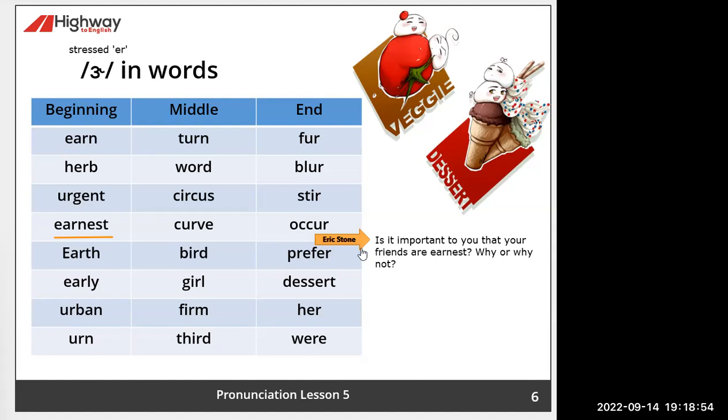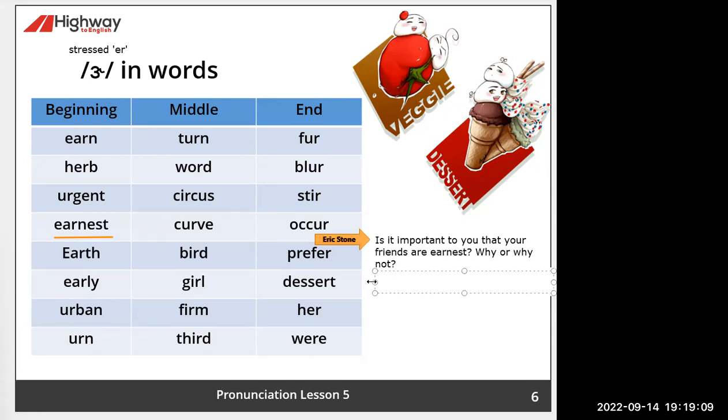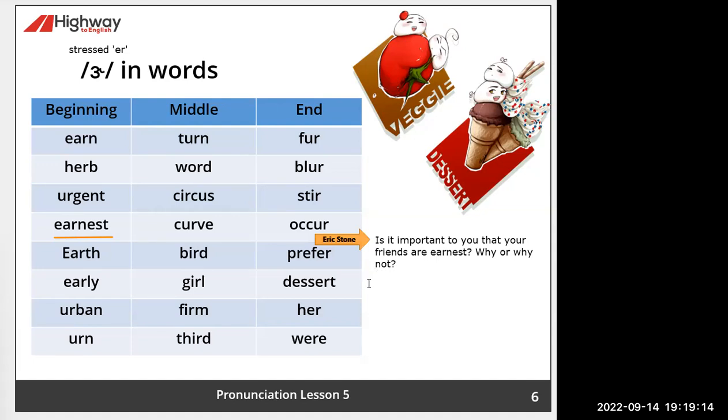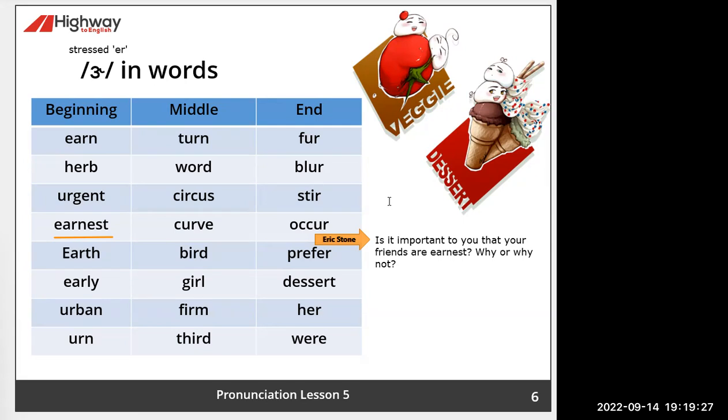It depends on the situation for me. Sometimes it's important to be earnest, sometimes not. Give me an example, please, because it's hard for me to understand that. In what situation would you not want your friends to be earnest? If I understand the definition of earnest is like to be serious. Earnest means genuine, real, honest.